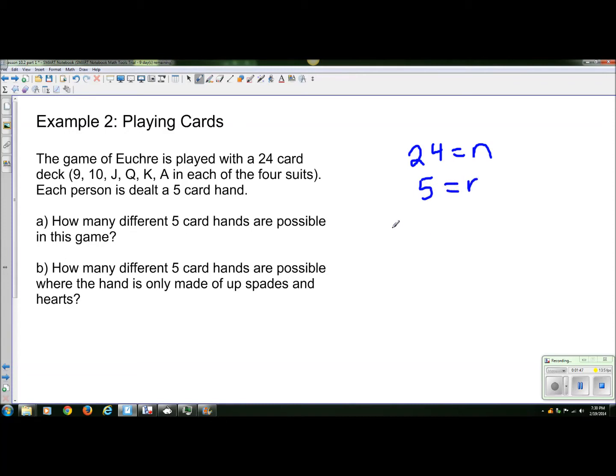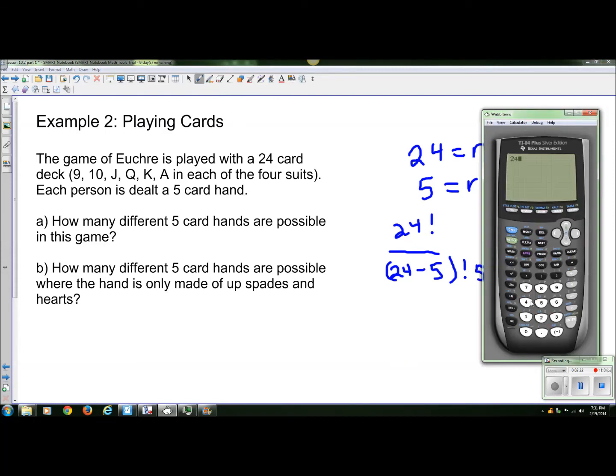Therefore, 24 factorial divided by 24 minus 5 factorial times 5 factorial. On the calculator, math, probability, nCr, 5. So 24 choose 5. That is 42,504.